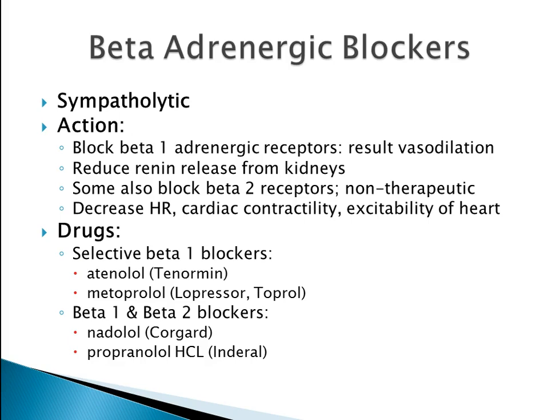Now, you can have selective beta blockers that only block beta-1. That would be like atenolol or metoprolol. Okay, those only block beta-1. Or you can have your non-selective beta blockers like nadolol and propranolol. Now, one thing you'll notice about beta blockers is most of the generic names tend to end in OL. Okay, so you can easily recognize beta blockers. Some of them may have an occasional one that may end in ILOL or something like that, but most of them end in OLOL.